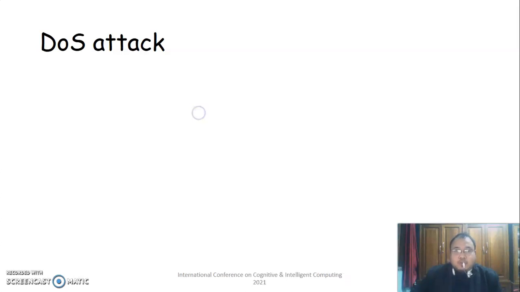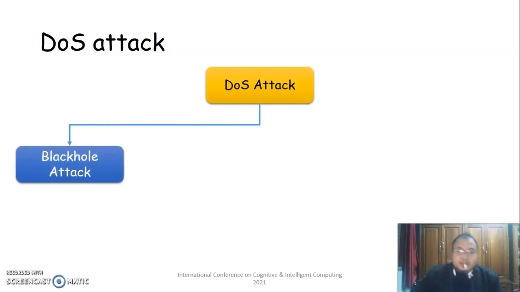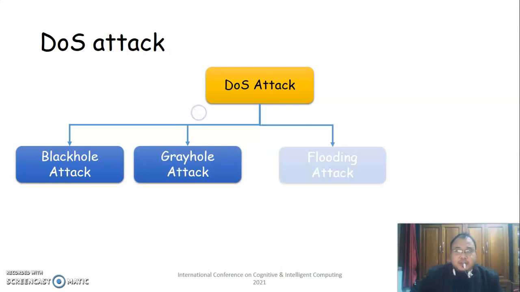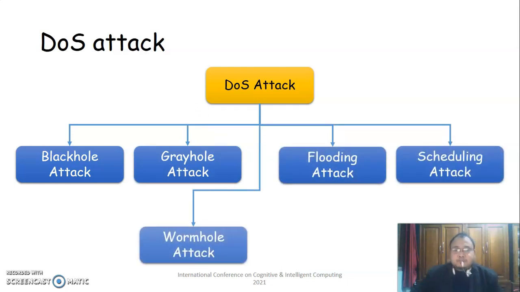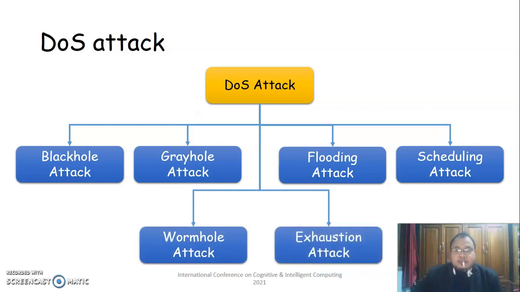Now moving on to the types of DoS attacks, there are some types of attacks, that is the black hole attack, then we have the gray hole attack, then we have the flooding attack, then we have the scheduling attack, wormhole attack, and exhaustion attack, and many more.